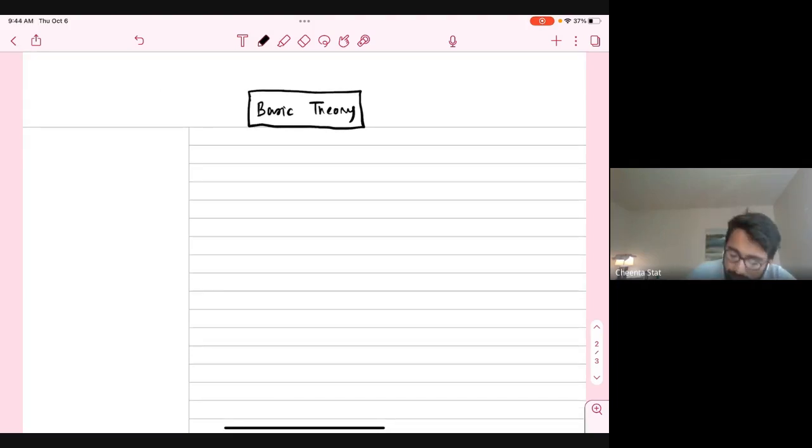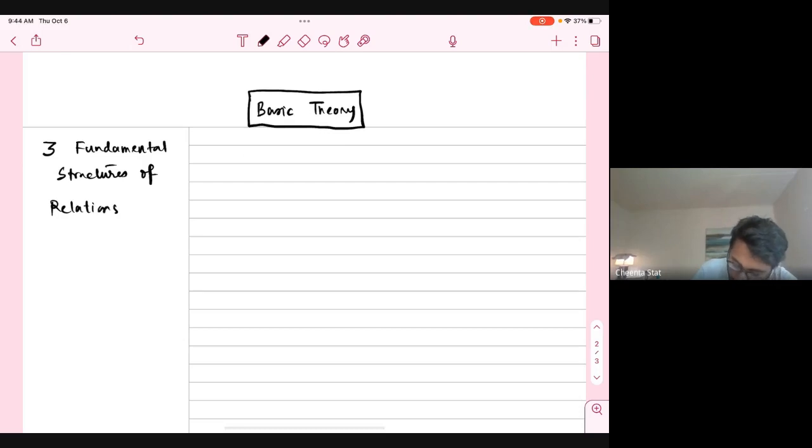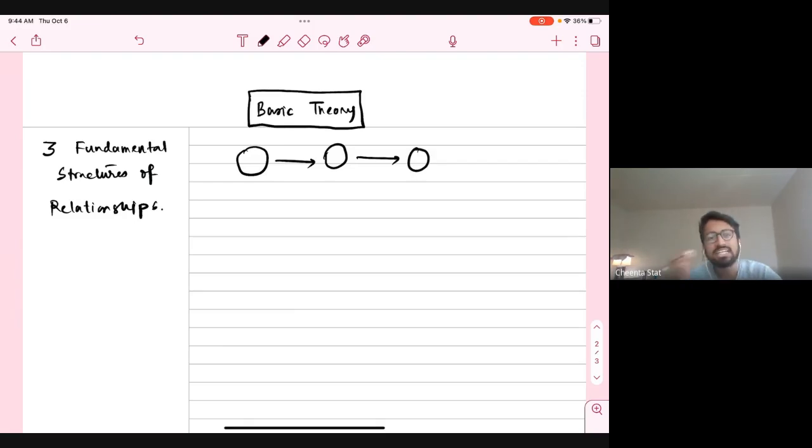So there can be three fundamental structures of relationship. We'll study those three fundamental structures of relationships. Number one is that the dependency can be like this. This is called a chain dependency, sequential dependency. Now, I will not take random variables, but I will take real-life examples.